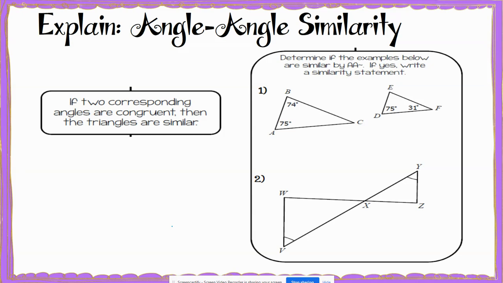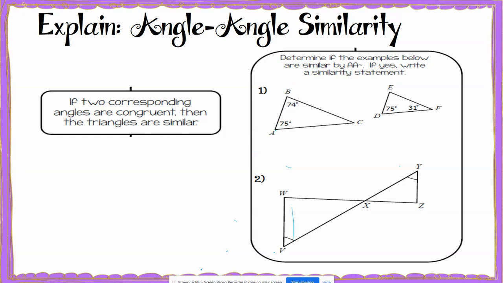So there are three main ways of determining whether a triangle is similar. We can use what we call angle-angle similarity. In angle-angle similarity, we know that if two corresponding angles are congruent, then the triangles are similar. Corresponding angles are those angles that are in the same position, but in the other triangle, in the either reduced or enlarged triangle. So let's look at number one.